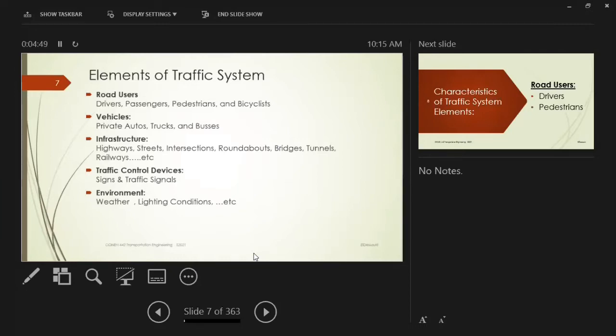That's a part of the system, such as lighting condition, day or night. However, we have control over the first four elements. But the fifth element, the environment, is outside of our control. So any changes or decisions we might take will be limited only to the first four elements.